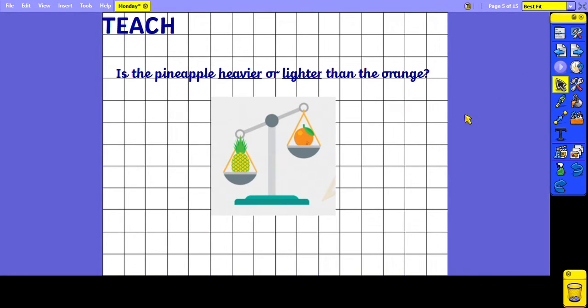This time we've got a pineapple and an orange on the balance scales, and the question says, is the pineapple heavier or lighter than the orange? If you have a look at the pineapple, that side has moved down. That tells us that the side with the pineapple on is heavier than the other side. So to answer the question, the pineapple is heavier than the orange.